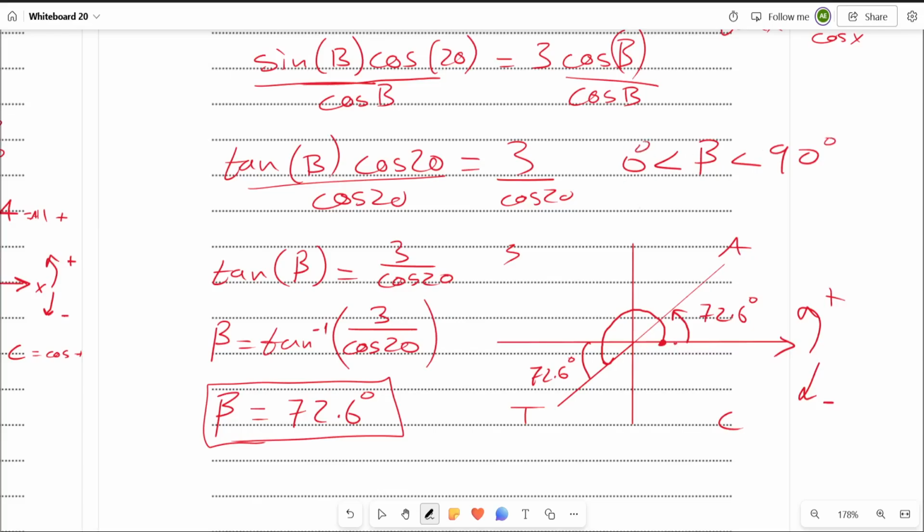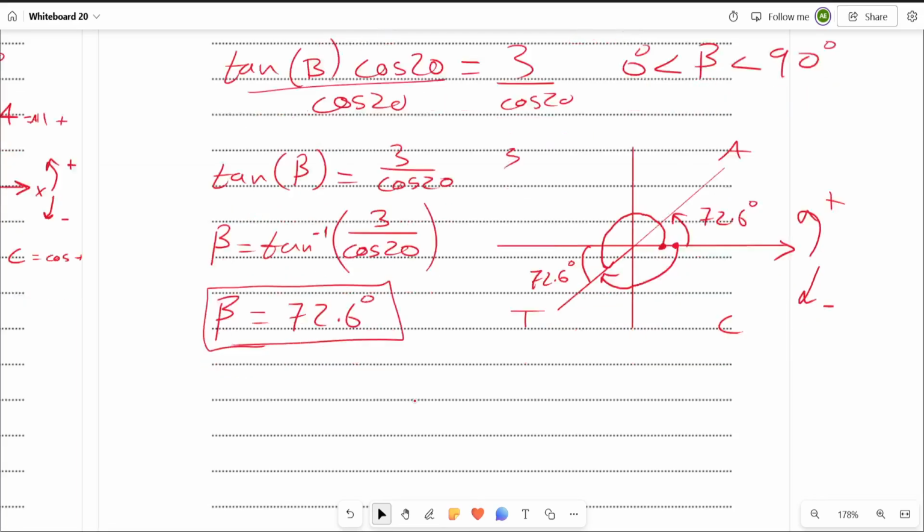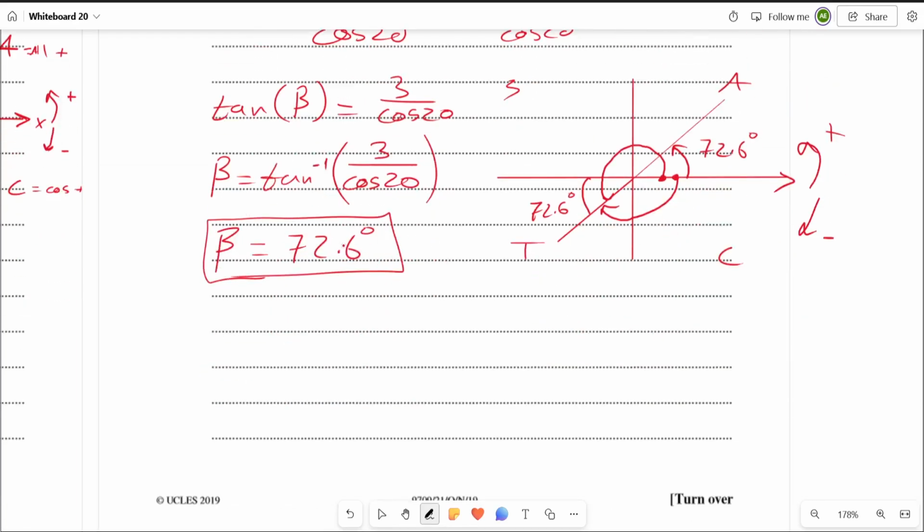If we try to get a negative solution, we move in the clockwise direction. So this is 90, we already exceeded 90, so this is also outside our range. That's telling me that the only value over here that I'm going to take is the 72.6, and this is going to be my final answer. Questions like these are tough. Questions like these require identities knowledge, require lots of practice. So I hope that you found this video helpful.